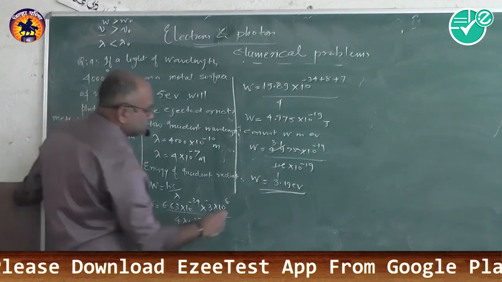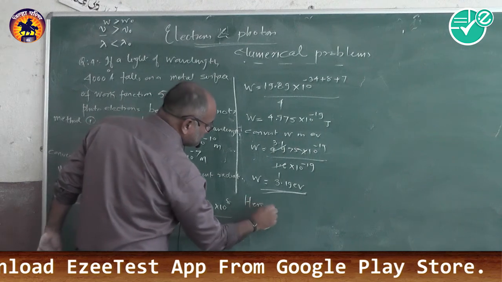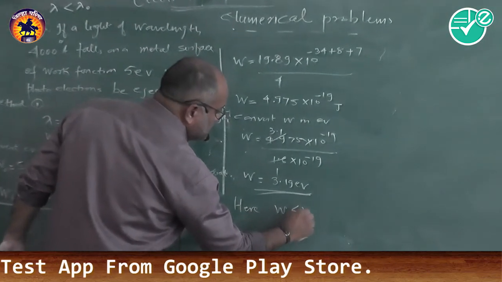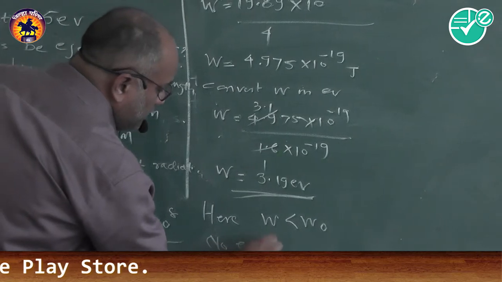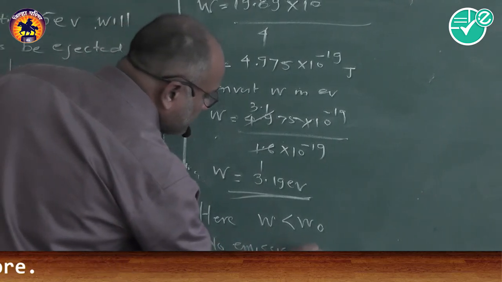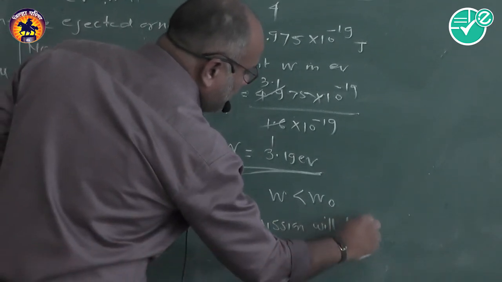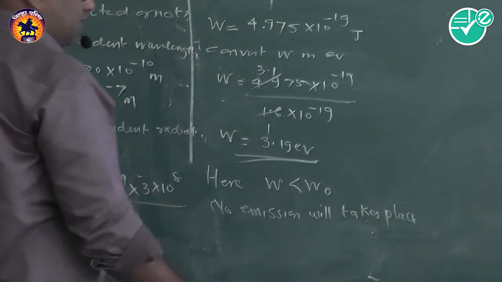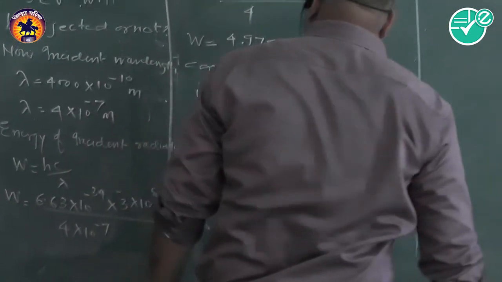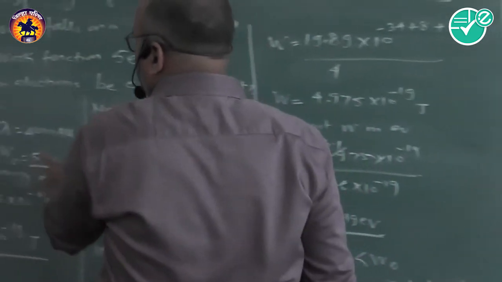So here W is less than W0, no emission will take place. This is one method. And in the second method, we will be determining the wavelength.